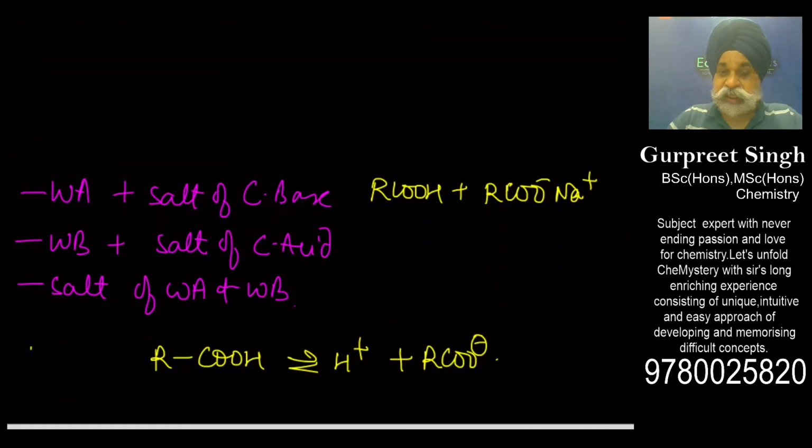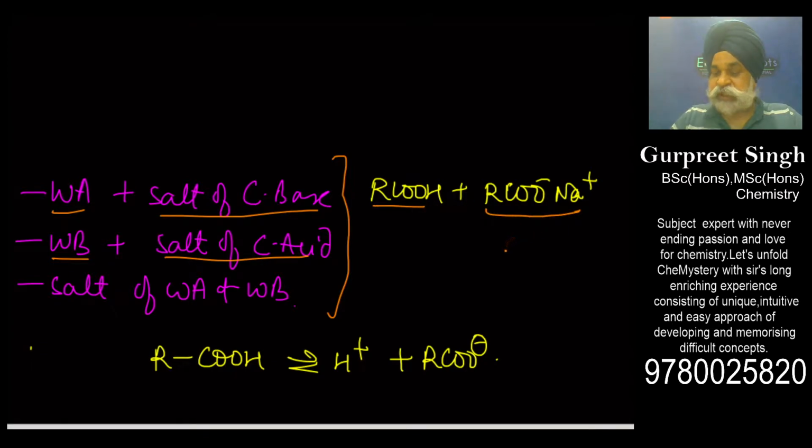They said that they are being taught like this: a weak acid along with a salt of its conjugate base, or a weak base along with a salt of its conjugate acid, or a salt of a weak acid and weak base, tends to behave like a buffer. The question they have asked is why such a composition acts as a buffer, that you have a weak acid along with its salt acting as a buffer.